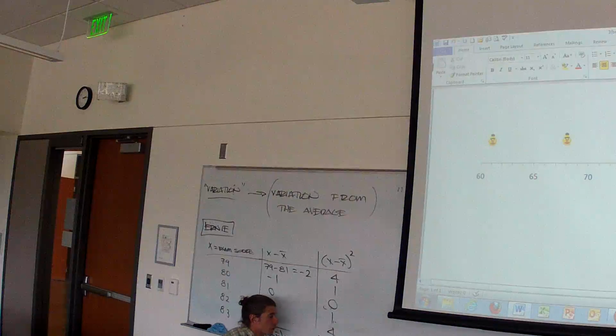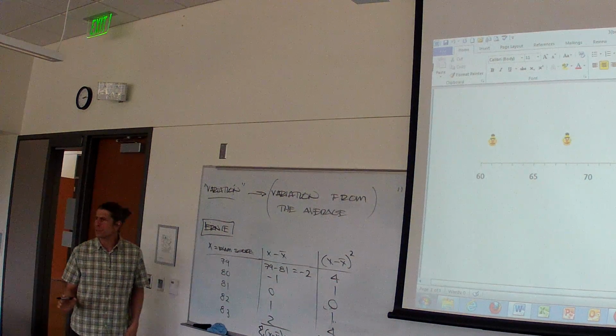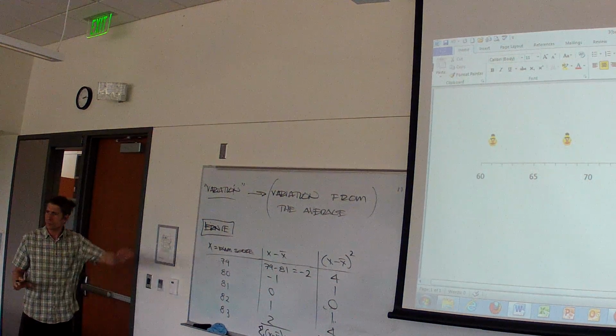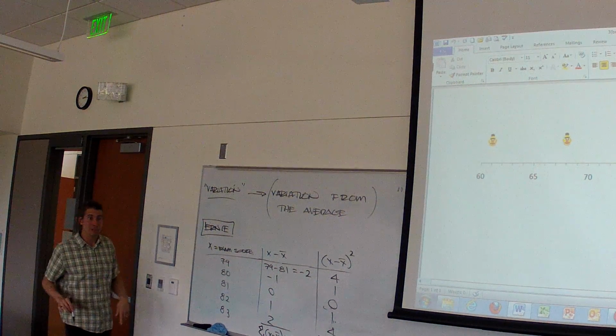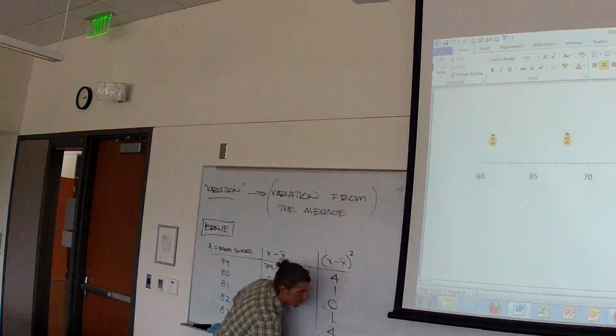This is sometimes called the sum of squared deviations. Some of you guys have taken psychology classes before. Some of you may have seen something in the journals, SS, sum of squares. That's what they're talking about, the sum of the squared deviations. Okay?